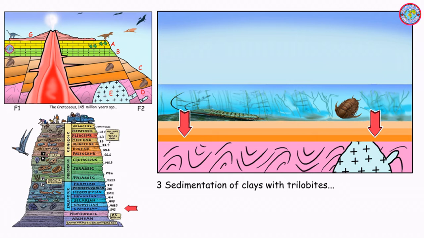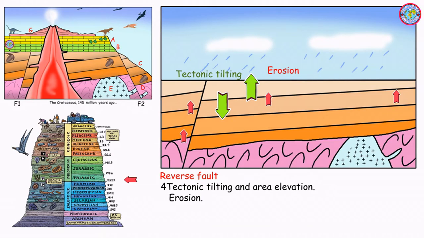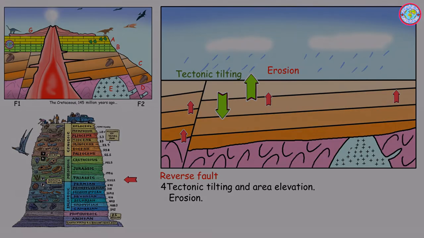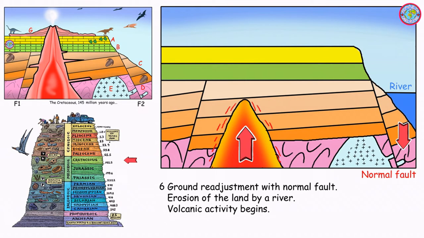Third, sedimentation of clays with trilobites. Fourth, tectonic tilting and area elevation, erosion. Fifth, marine transgression with sedimentation of B and A. Marine regression. Dinosaurs walked on a beach or swamp. Sixth, ground readjustment with normal fault, erosion of the land by a river, volcanic activity begins.